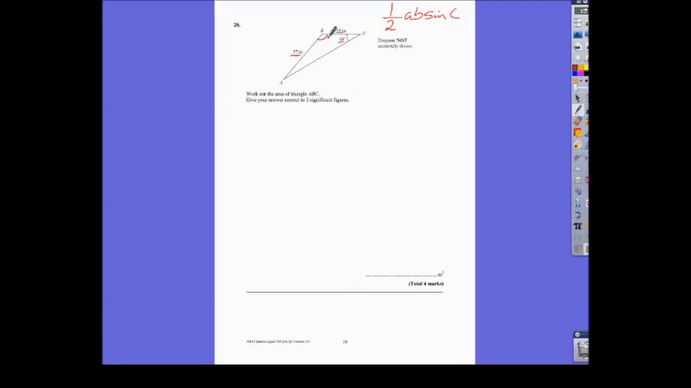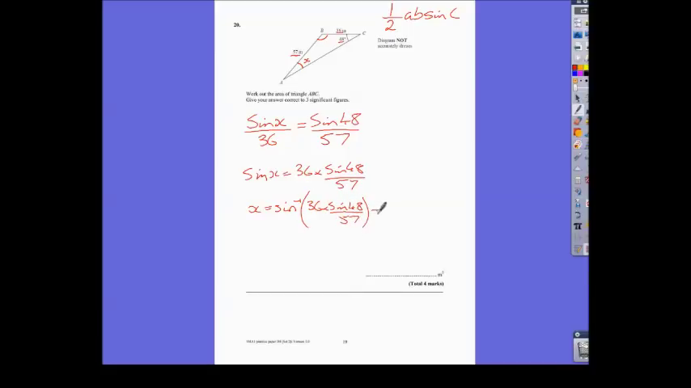Now at the minute, we can't work that angle out straight away, but what we can use is the sine rule to work out that angle there. The sine rule says that sine of the angle divided by its opposite side, so 36, is equal to sine of the other angle divided by its opposite side, which is 57. If we rearrange that, we get sin x equals 36 times sin 48 over 57. And to work out x, we just do sin minus 1 of all of that. If you put that into your calculator, you should get 27.9 degrees.